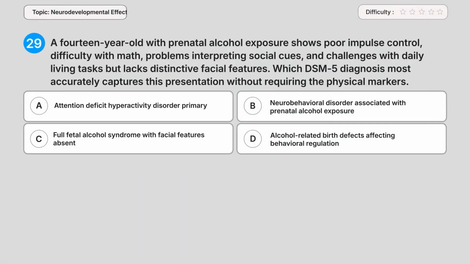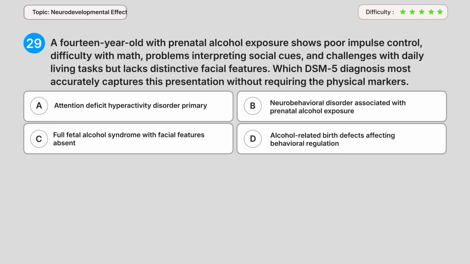Question 29. A 14-year-old with prenatal alcohol exposure shows poor impulse control, difficulty with math, problems interpreting social cues, and challenges with daily living tasks but lacks distinctive facial features. Which DSM-5 diagnosis most accurately captures this presentation without requiring the physical markers?